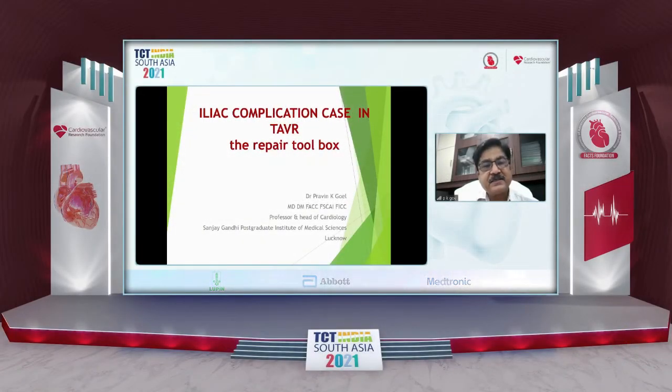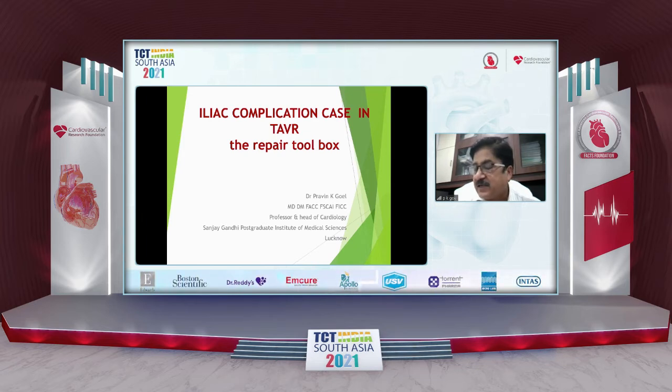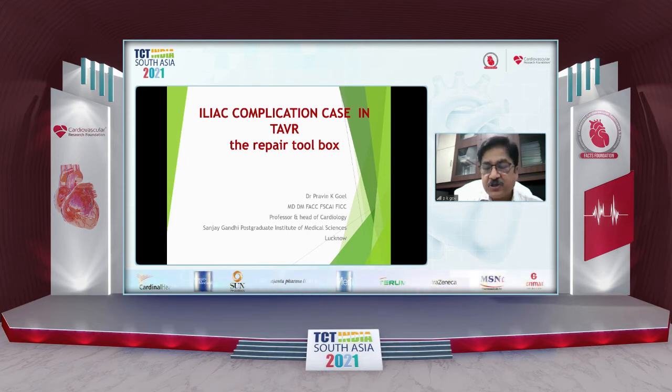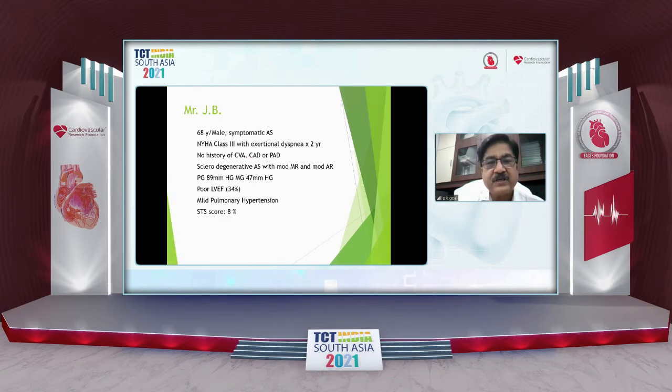So in this session, I was supposed to talk on some iliac dissections, a case-based presentation, and how to manage. So actually, I'll share a case with you, which is an iliac complication case in TAVR, and how we did that and what all happened. This was in our initial experience of TAVR when we were using much bigger sheaths. I'll explain all that.